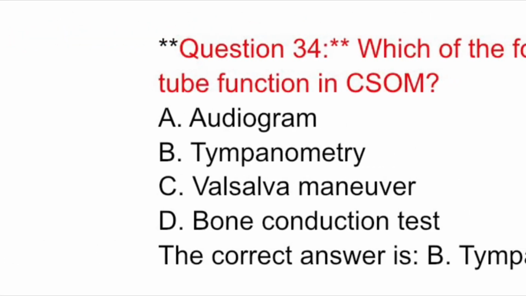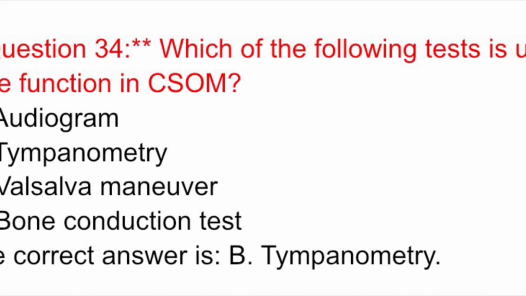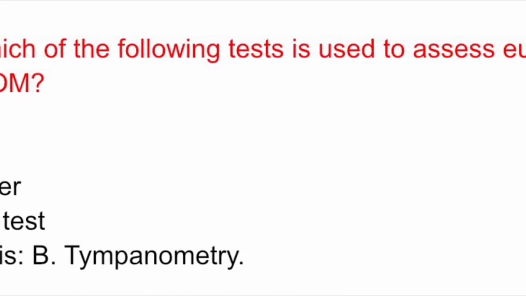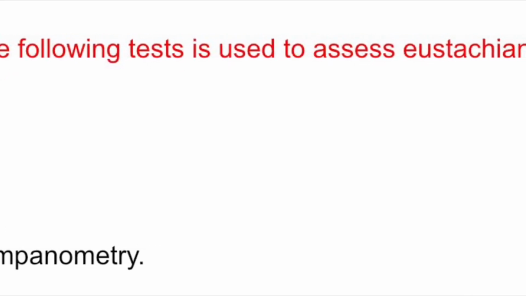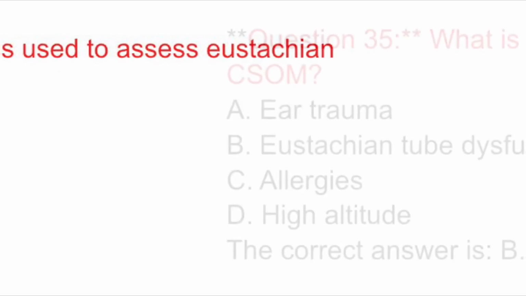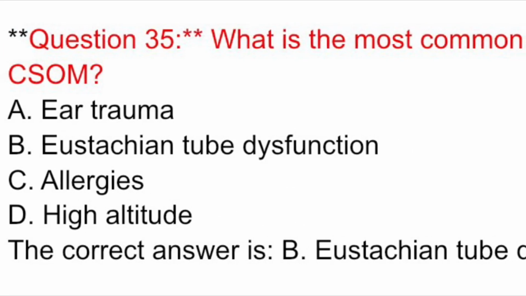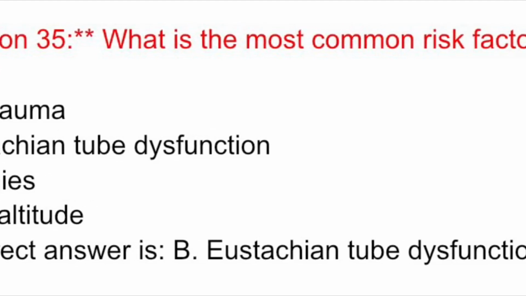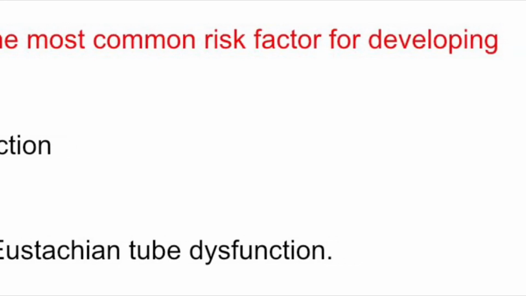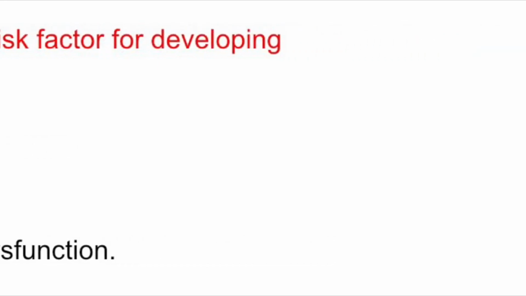Question 34. Which of the following tests is used to assess eustachian tube function in CSOM? A. Audiogram. B. Tympanometry. C. Valsalva maneuver. D. Bone conduction test. The correct answer is B. Tympanometry. Question 35. What is the most common risk factor for developing CSOM? A. Ear trauma. B. Eustachian tube dysfunction. C. Allergies. D. High altitude. The correct answer is B. Eustachian tube dysfunction.